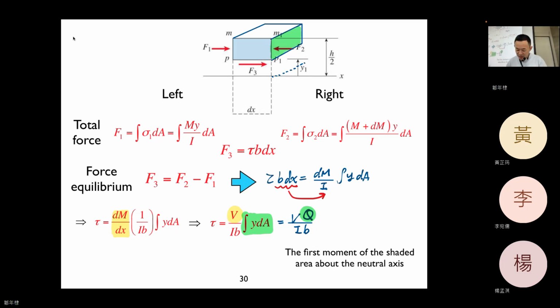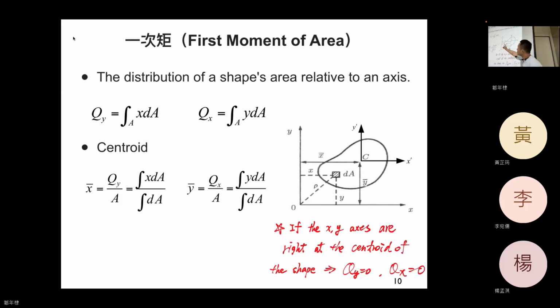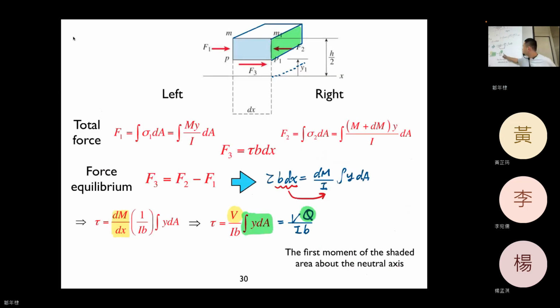Bear with me a moment. Let me find it. What is the Q? This is Q. Remember that? The first moment of area. See, Qy, Qx. You learned that. So very important: the first moment of the shaded area about the neutral axis.